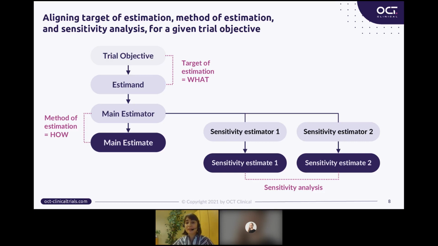The supplementary analyses are different. They are not conducted to investigate the assumptions, but in order to more fully investigate and understand the trial data. Unlike sensitivity analysis, they may target a different estimate.